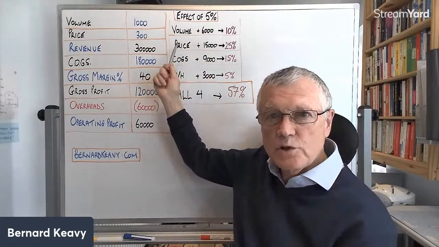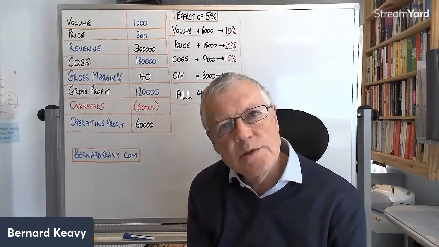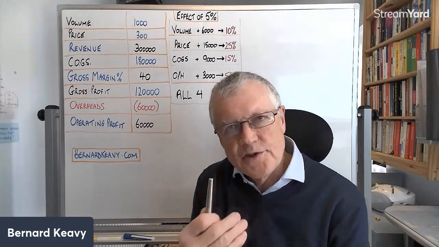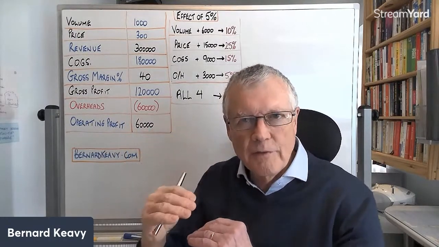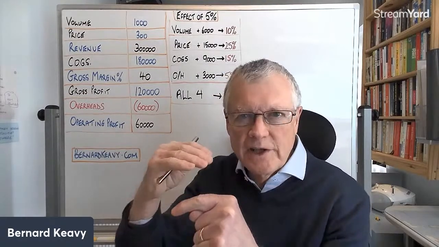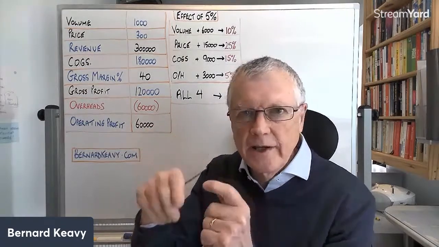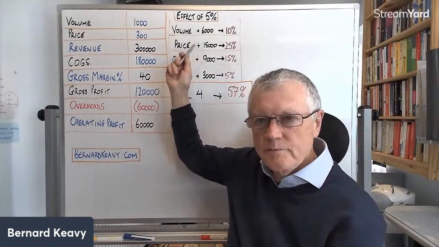If you were to increase your price on average by 5%, what happens now is, because you've increased your price by 5%, you've got 2 effects working. 1, you've got more revenue, and 2, you're actually making more profit on that revenue because you've increased your gross margin, because the difference between the cost of what you're selling and the price is higher. So that has a bigger effect. That would increase your bottom line by 25%.